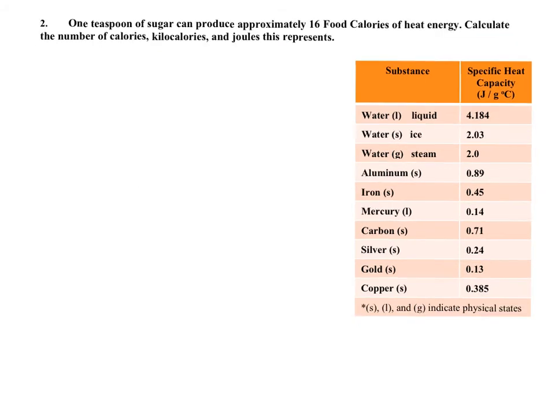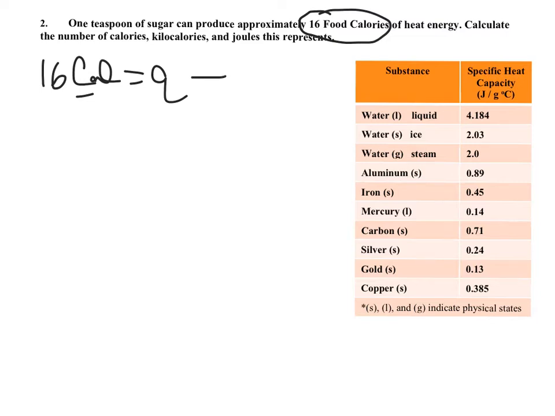Question number 2 says, if I have 1 teaspoon of sugar, it produces approximately 16 food calories of energy. Okay. So first of all, I have 16 food calories. That's a capital C. That's for my energy. I want to calculate the number of calories, kilocalories, and joules that this represents. So I want to take this and convert it to little science calories, convert it into kilocalories, and convert it into joules. So this becomes a 3-in-1 problem, but pretty straightforward as far as just converting.